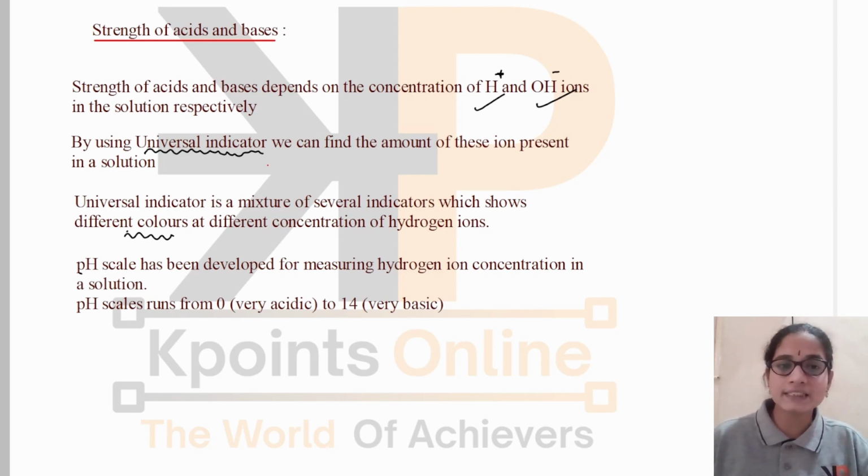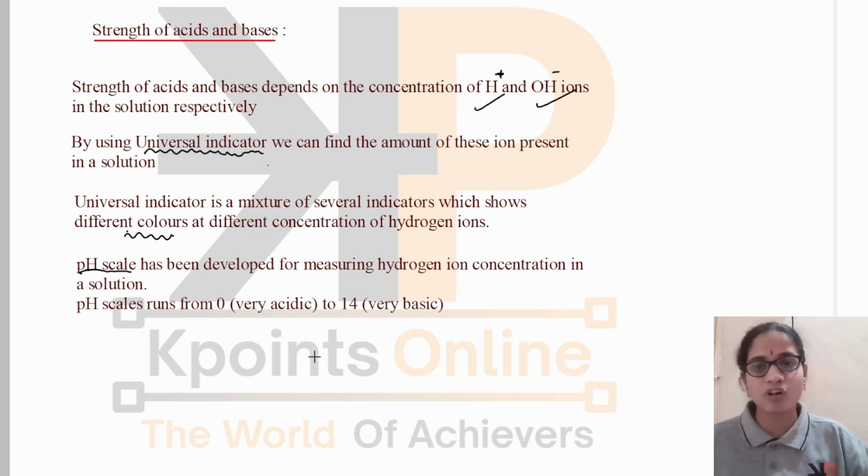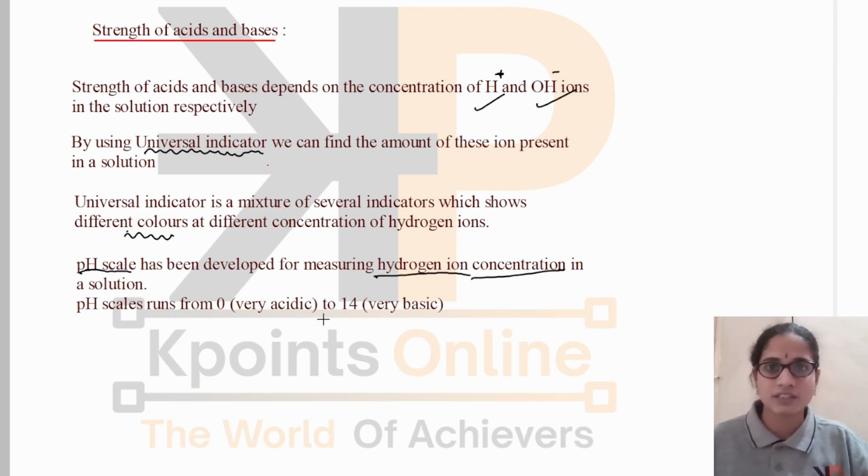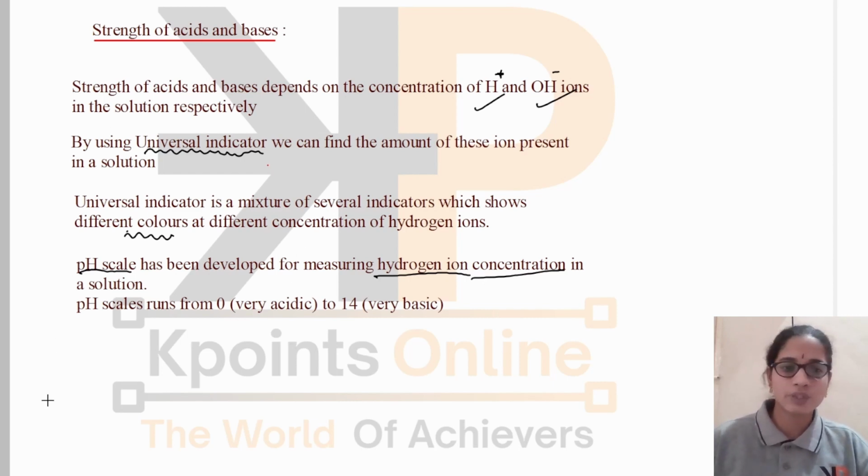So a pH scale was developed for measuring the hydrogen ion concentration in a solution. This scale runs from 0 to 14. Okay, this is a scale. We have to quantitatively determine the strength of acids or bases. For this we must have some scale. If I give a solution of acid A and tell you to determine its acidity, then I have to compare it with the help of the pH scale. Okay, let me show you how it looks.